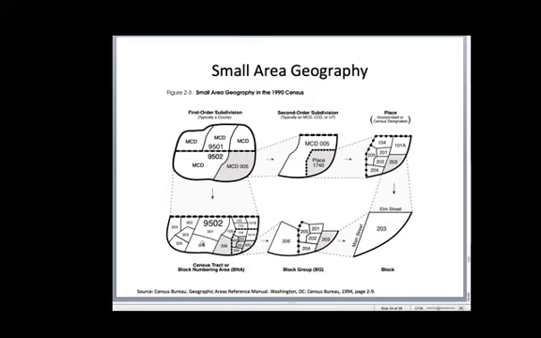subdivided into block numbering areas, which are these numbers here. Then a group of those block numbering areas may be composed as a block group here. You can see this particular grouping. And then individual blocks here is the lowest level of small area geography used by the census, and a block might be bounded by, say, 2 or 3 streets, or 2 streets and a county boundary, for example.